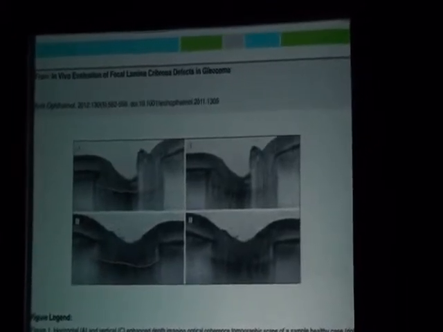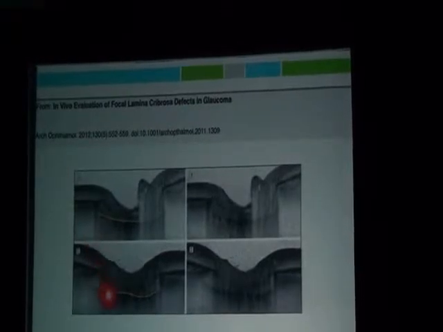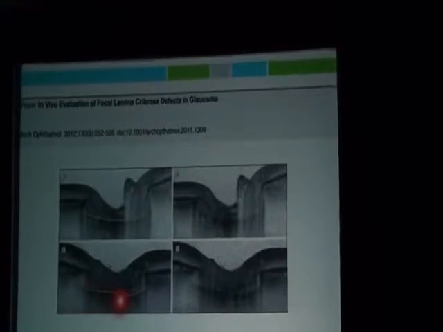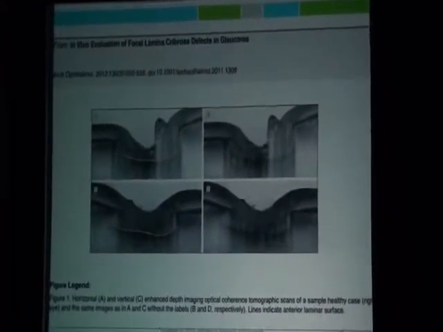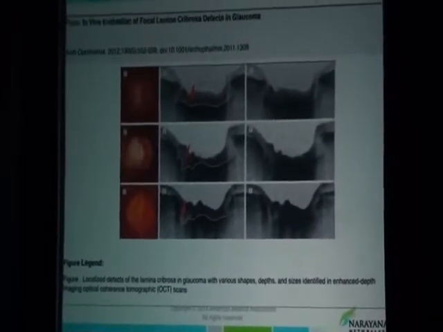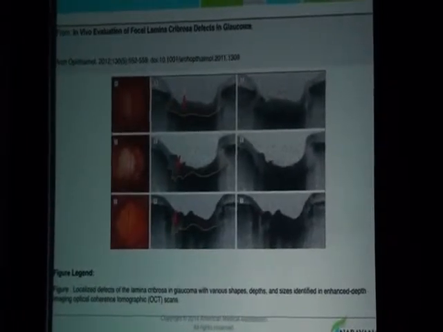So if you look at this image, you're actually trying to see the optic nerve head, and this is the area with the lamina cribrosa, what we call the anterior lamina cribrosa surface. And in the next image, you'll see where the arrow marks are. Those are areas which are focal defects, which correlate with the optic nerve head changes that you can see.